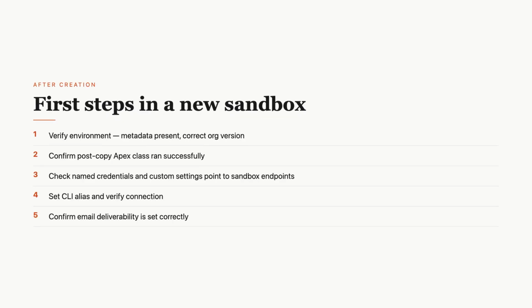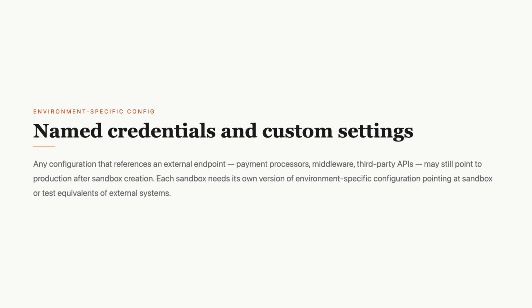To connect via CLI, run sf org login web. Pass the alias flag with a short name you'll recognize, and pass the instance URL as HTTPS, then your sandbox name, .sandbox.my.salesforce.com. Once aliased, every subsequent CLI command can reference this org by alias. sf project deploy start, sf apex run, sf data query. All target the sandbox without re-authenticating.